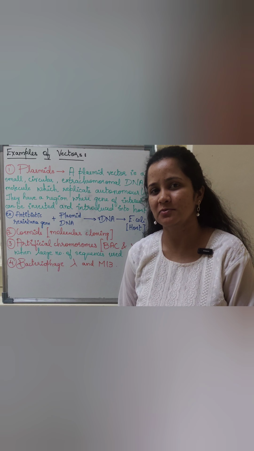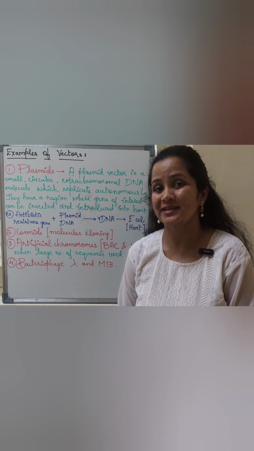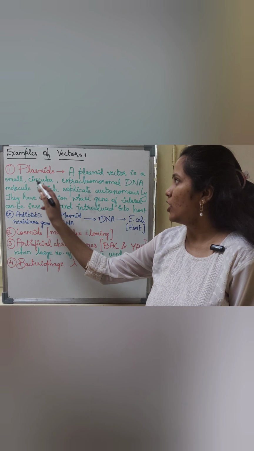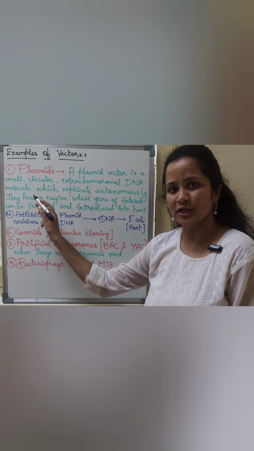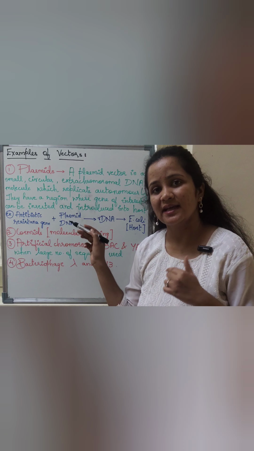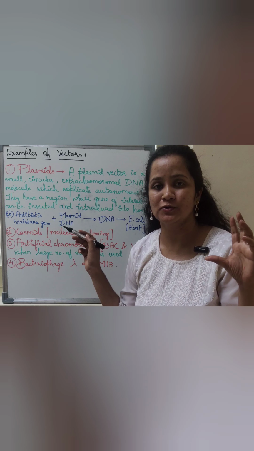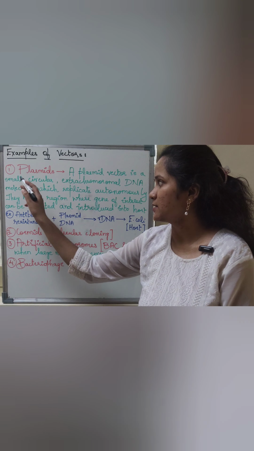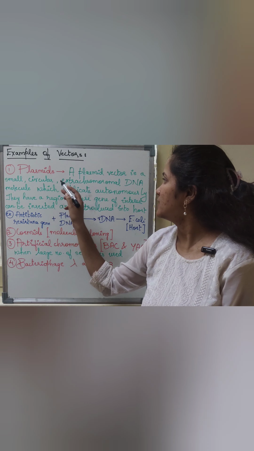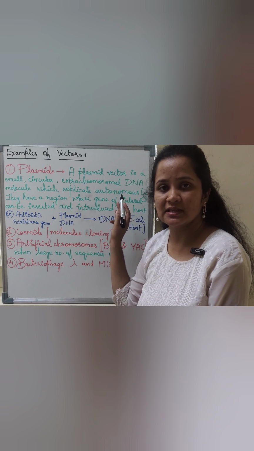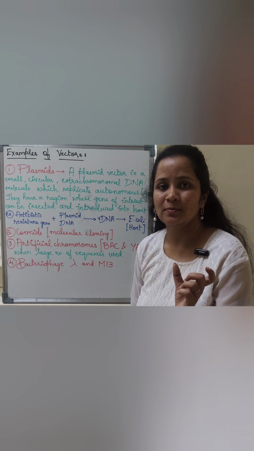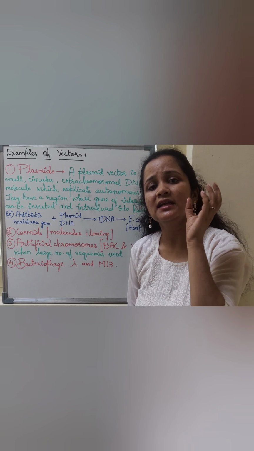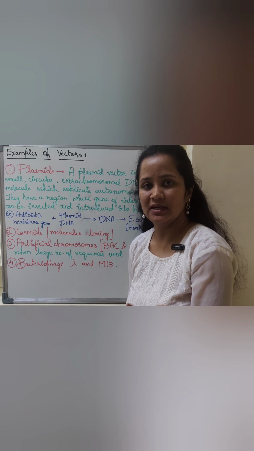So let us know the different types of vectors that exist. First one is a plasmid. So what is a plasmid? A plasmid vector is a small circular extrachromosomal DNA molecule. So it is a DNA molecule but extrachromosomal. Apart from the chromosome, there are some other molecules present which we call plasmids, and they are small and circular and replicate autonomously. Auto means self, so it can self-replicate. So it is a small, self-replicating, circular, extrachromosomal DNA molecule.